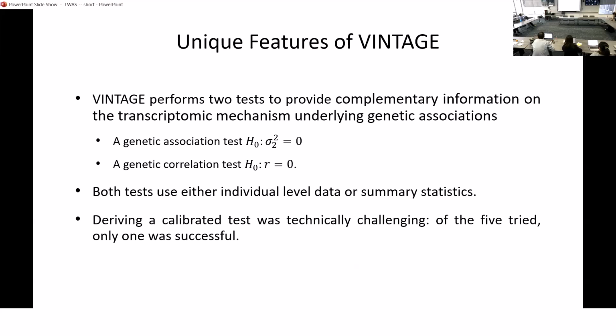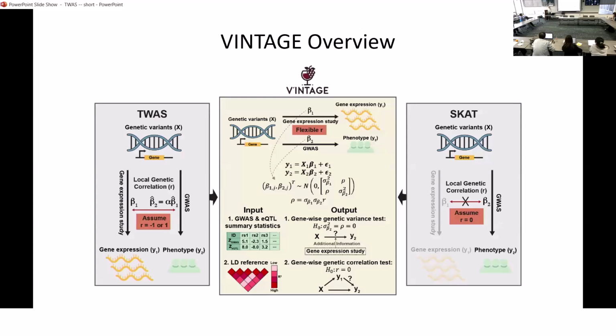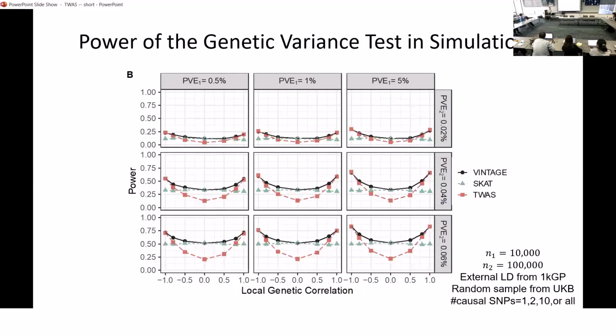And what VINTAGE does is to do two different tests. A genetic association test, just like TWAS and SKAT, testing sigma 2 squared equal to 0. But also a genetic correlation test, testing whether R equal to 0 or not. And both tests can use either individual level data or summary statistics. I think getting a calibrated test for the former turns out to be quite tricky. We spent almost 2 years on that, figuring out how to do the proper test, and eventually we got a decent solution. So that's our framework. It includes both TWAS and SKAT as special cases, it's able to use summary statistics, and it's able to interpret.